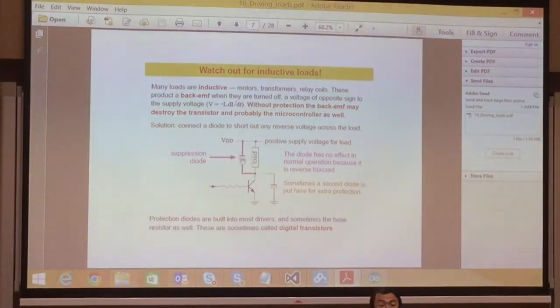So basically, you want to protect your device by using a diode here. So let me ask you a question. If you have a diode here, what is the maximum voltage you can have at this point?